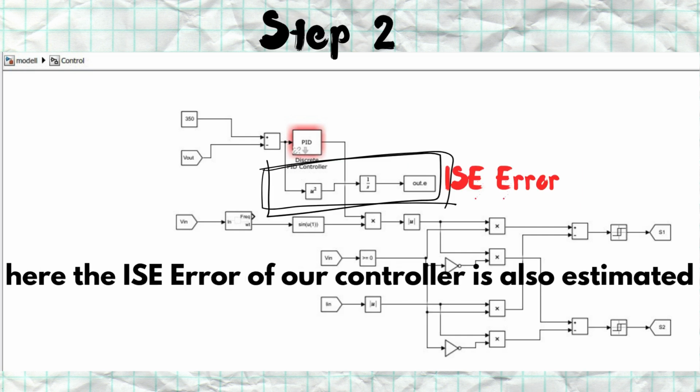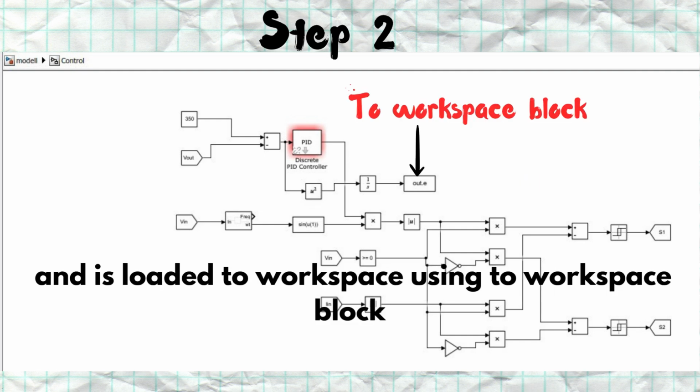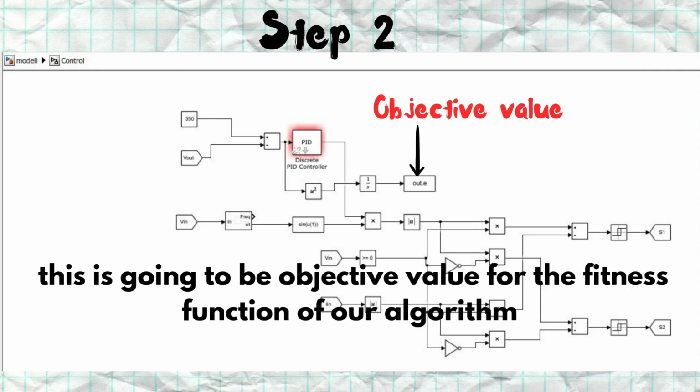Here the ISE error of our controller is also estimated and is loaded to the workspace using a To Workspace block. This is going to be our objective value for the fitness function of our algorithm.